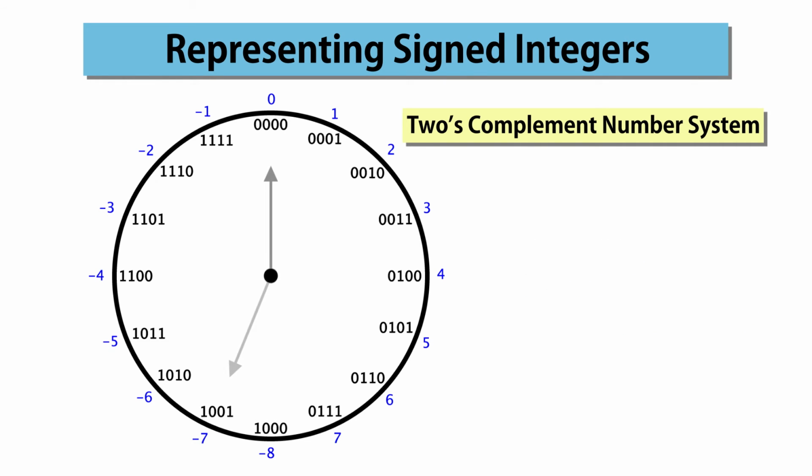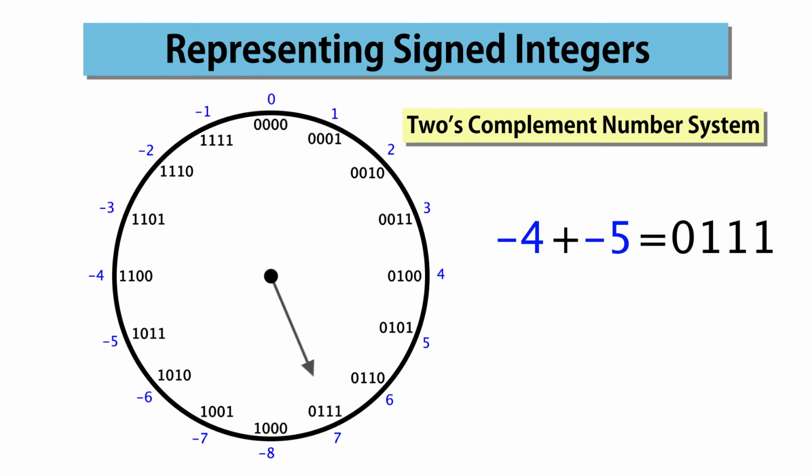Let's try another one. Suppose you want to add -4 and -5. Adding a negative number means moving in a counterclockwise direction around the number wheel. Start at 0 and move counterclockwise 4 units to -4. Then move 5 units counterclockwise to 0, 1, 1, 1, or 7. Here we got an overflow from the negative range into the positive range. But is that the right answer? Well, in this system it is.